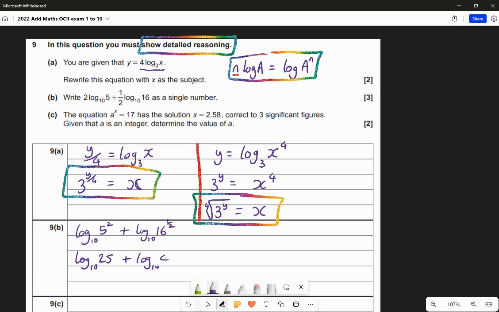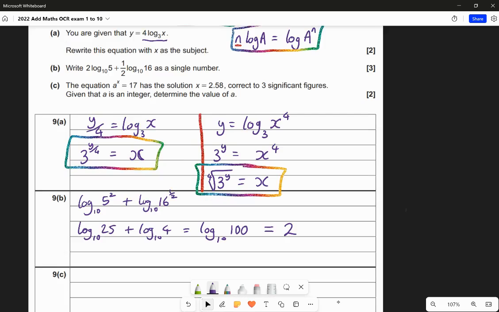Now I can use the first logarithm law, which is log a plus log b is log of ab. So that becomes log base 10 of 25 times 4, which is log base 10 of 100. And log base 10 of 100 is simply 2, because what power of 10 gives you 100? That is 2. And there we go. We've written it as a single number.